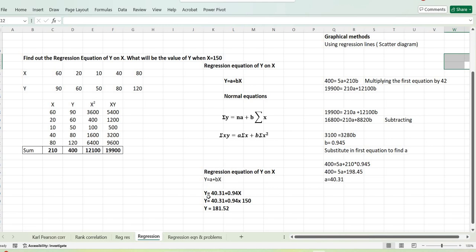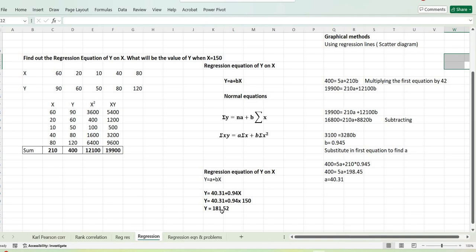Now, regression equation y is equal to a plus bx. a is 40.31, b is 0.94. So, now the value of x given in this question is 150. So, when multiplied by 150, we get the value of y as 181.52. So, for a given value of x, we have found out the value of y.